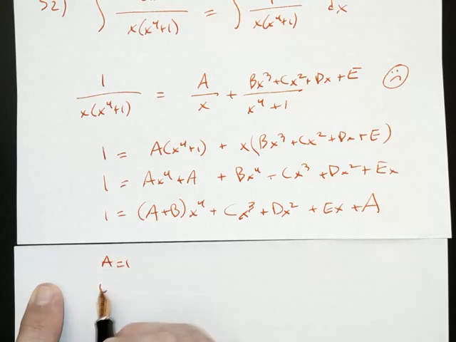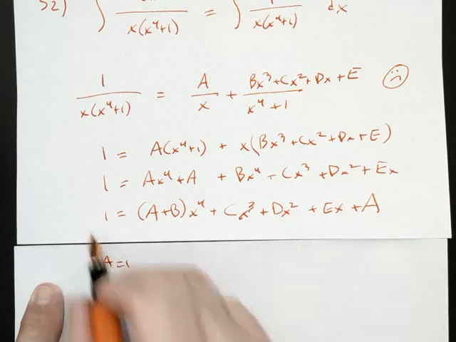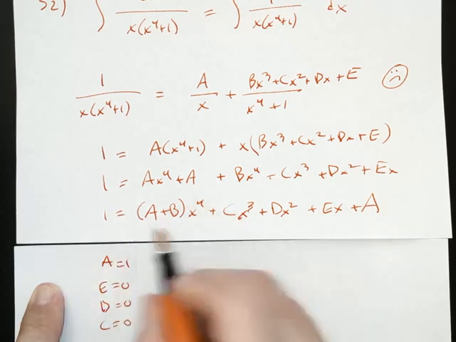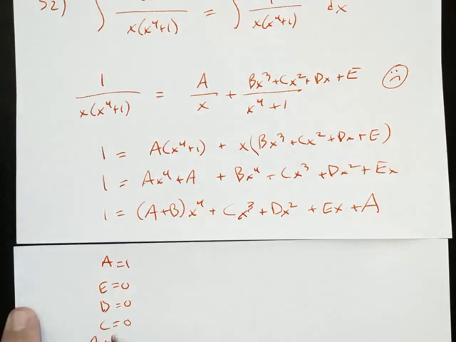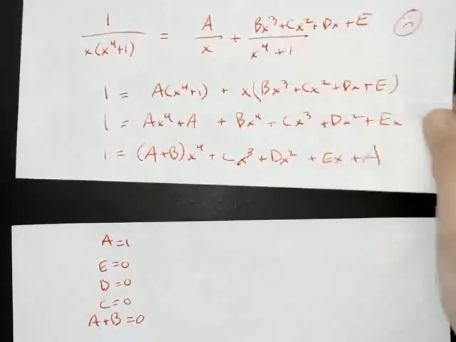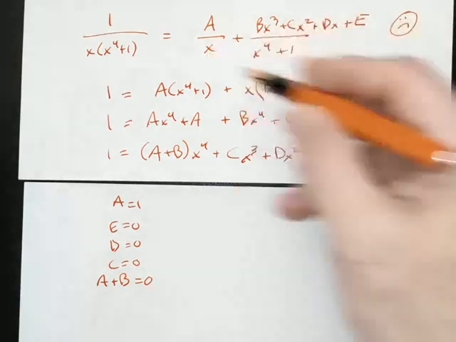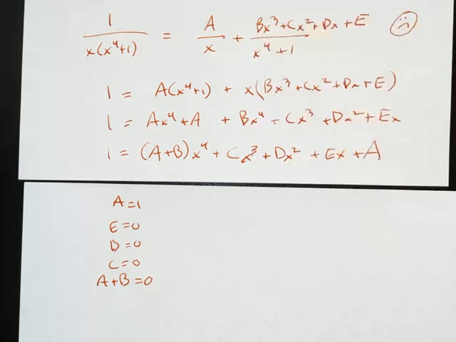There are no x's, so e is equal to 0. There are no x squareds, so d is equal to 0. There are no x cubed, so c is equal to 0. There are no x to the fourth, so a plus b is equal to 0. That means b itself is not 0. What's b? Aha. So now I can go back up here and I can put those numbers in, and then I do get something that leads me to a nice U substitution.